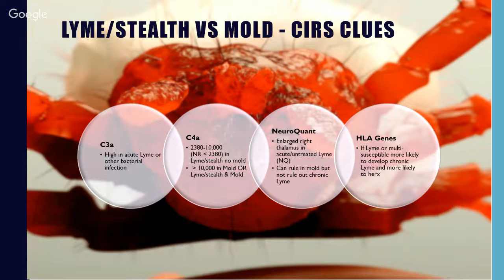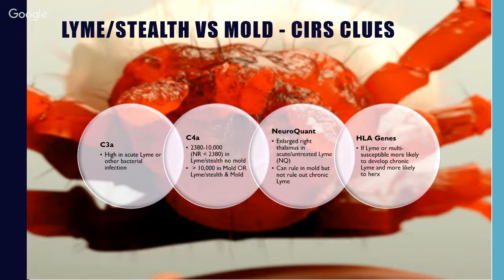The NeuroQuant testing is, I think, a very helpful adjunctive test to support your diagnosis. We rarely use the NeuroQuant to make a diagnosis, but it will definitely give you additional support for whatever results you've already gotten with your lab testing and your history.